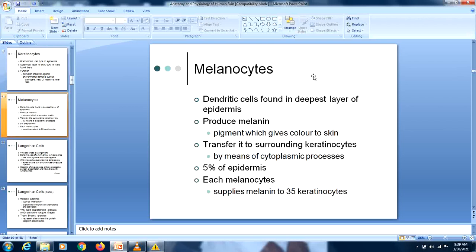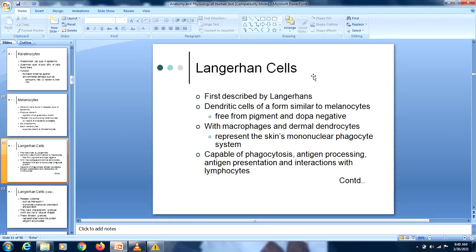Regarding melanocytes, they are dendritic cells found in the deepest layer of epidermis, and obviously their function is to produce melanin, which determines our skin color, and they transfer melanin to the surrounding keratinocytes by means of their cytoplasmic processes. They compose 5% of the cells of the epidermis, and each melanocyte supplies melanin to almost 35 of the keratinocytes. Regarding the Langerhans cells, these are also known as antigen presenting cells.